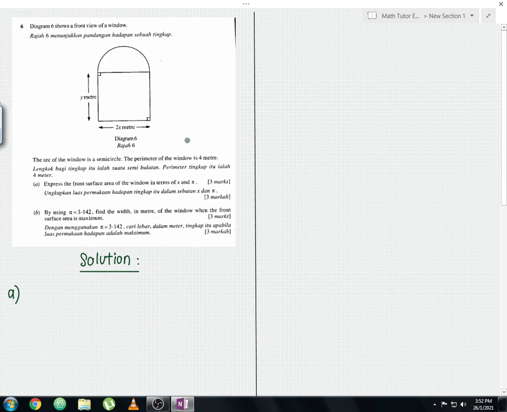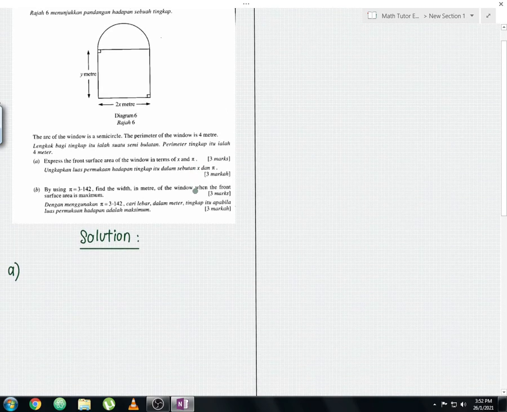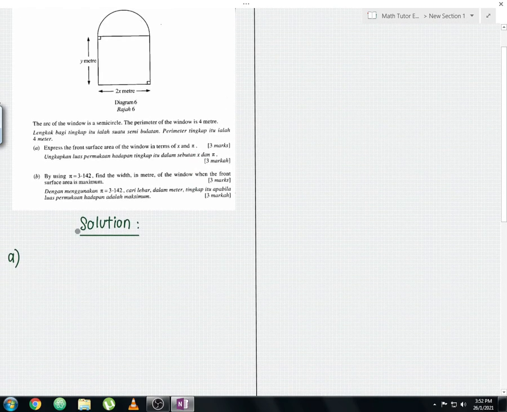Once we form that, we're going to use that information to find the front surface area, which is the total surface area of a semicircle and the rectangle, and then we're going to express them in terms of x and pi. So this is the overall idea on how we're going to solve this question. I hope you understand till now. Okay, let us continue the working. Let me write in the working over here where the perimeter of the window is 4 meter.